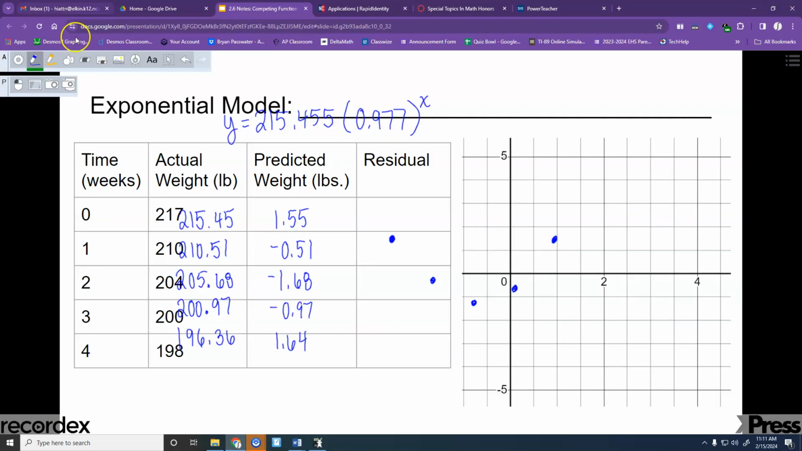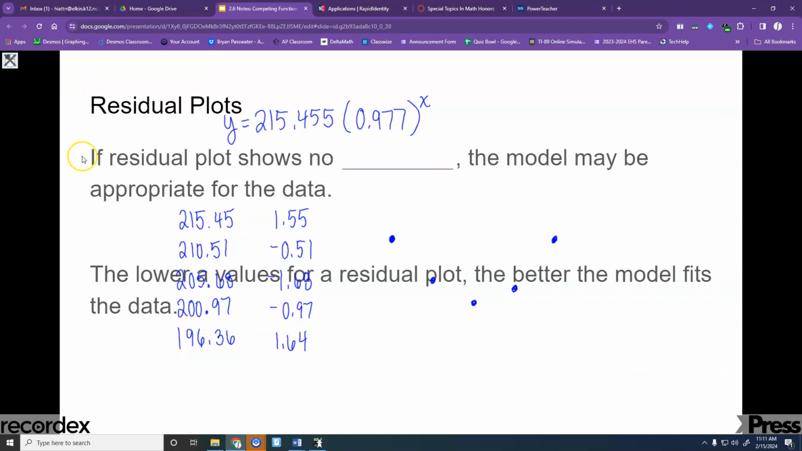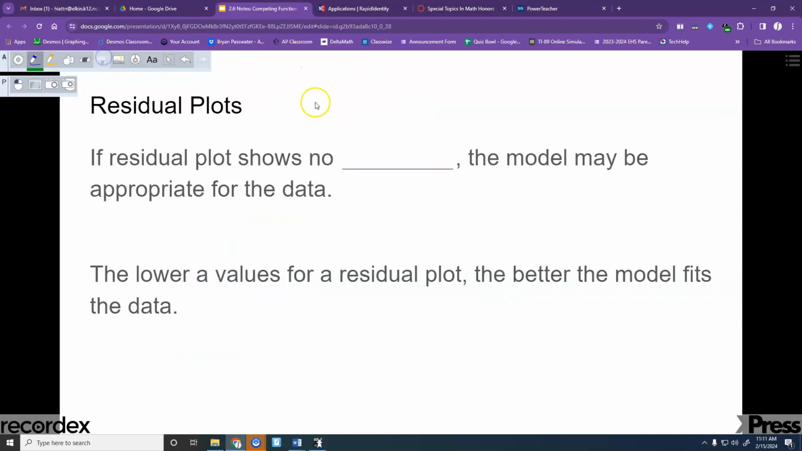So let's go back over here. We just got a couple more things to talk about. All right, so residual plots, what you're looking for on residual plots. If residual plots show no pattern, the model may be appropriate for the data. Now, you have to use your judgment. Sometimes there might be a reason why you're choosing something other than just the residual plot, but this is another tool for us to use to see if it's good or not.